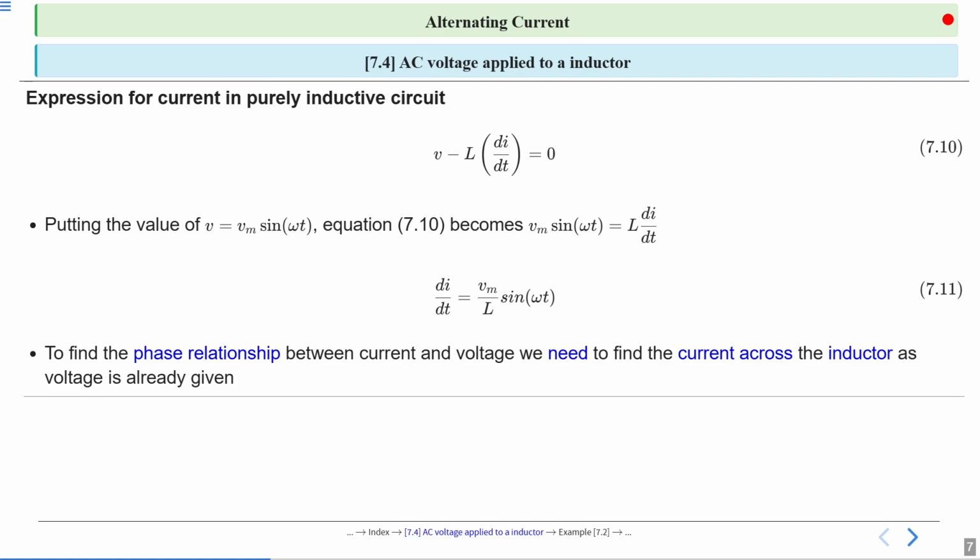So for current in the purely inductive circuit, we applied Kirchhoff's law in the loop. After putting the value of V, we have reached the equation di upon dt equal to Vm upon L sin omega t. Now we will find the current from this expression. How can we find it? By integrating. This is di, and we have to find I.